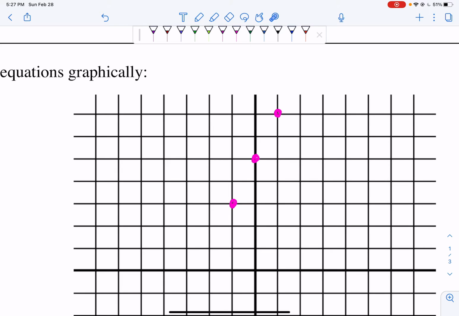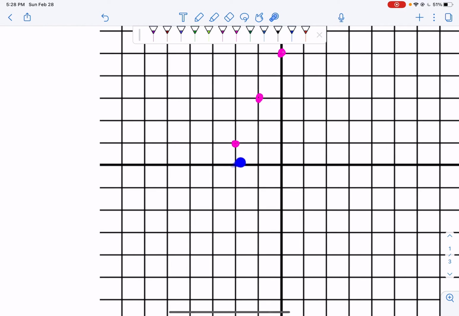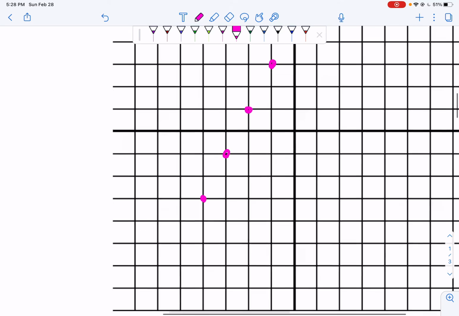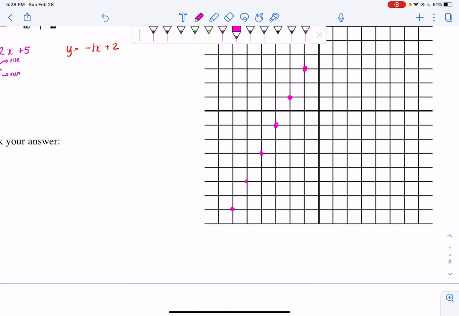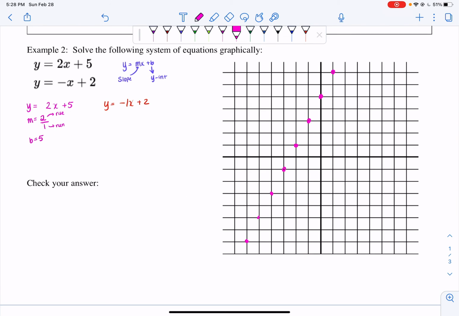And I'm going to keep on doing that. Go down 2, over 1, and keep on going until you run out of room. So 1, 2, 1, 1, 2, 1, and I'm out of room. So now I'm going to draw a line going through those points. Ooh, doesn't look that nice. Not bad. And now I have my line drawn.